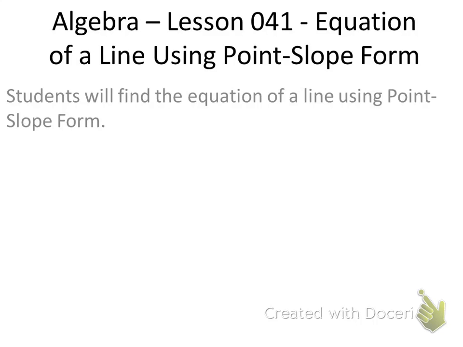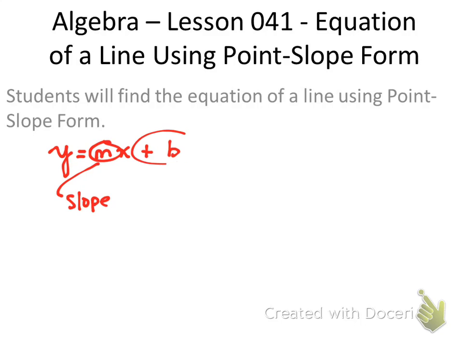Here is a little background. So far I've taught you the slope-intercept form, which is y is equal to mx plus b. We know that m is your slope, and your b is your y-intercept. So these are the two things. Now, if you have a slope and you have a y-intercept, then you are good to go, right?